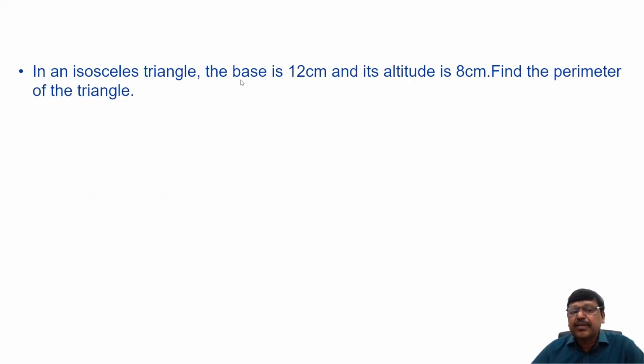In an isosceles triangle, the base is 12 centimeters and its altitude is 8 centimeters. Find the perimeter of the triangle.